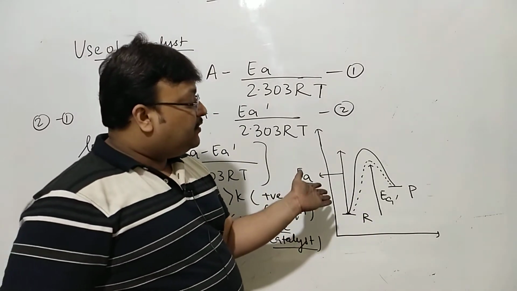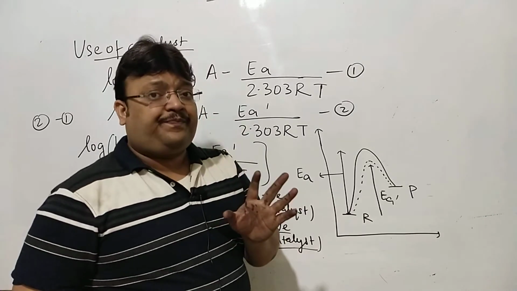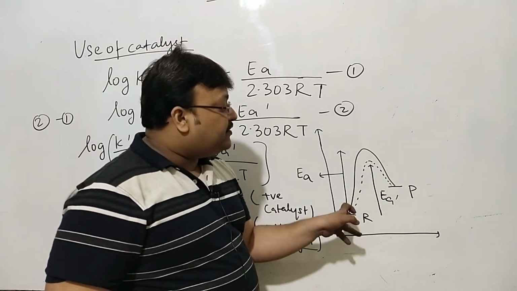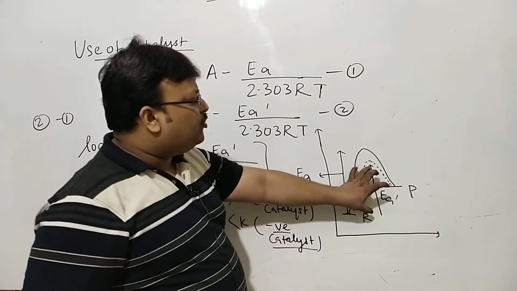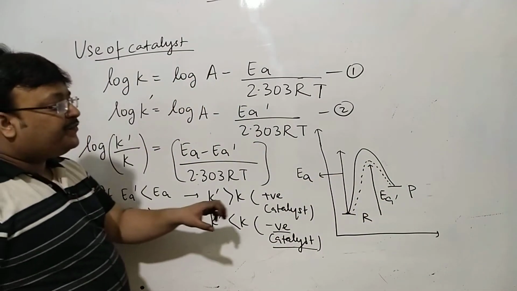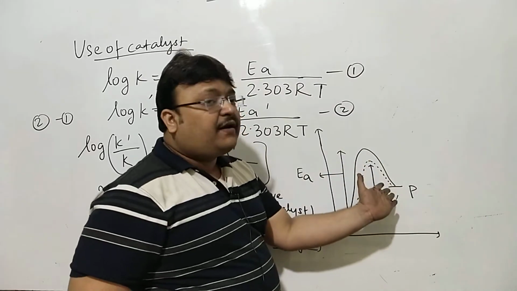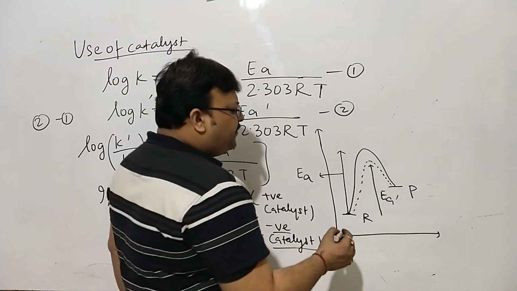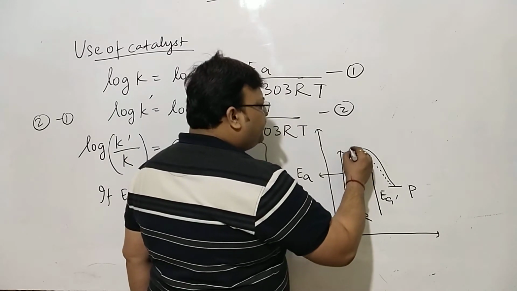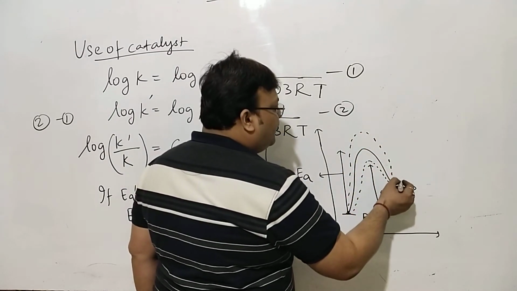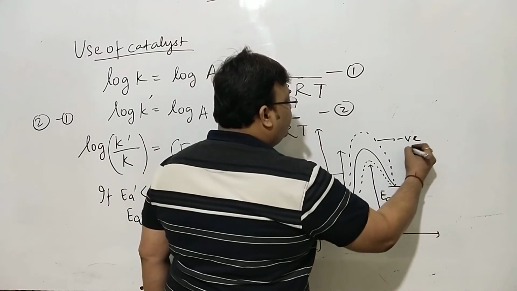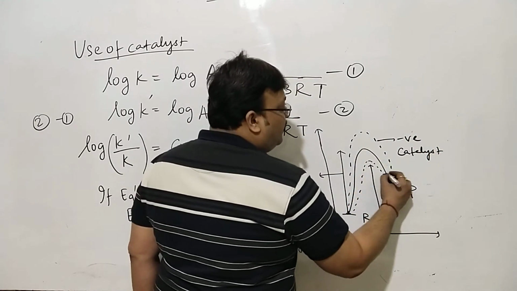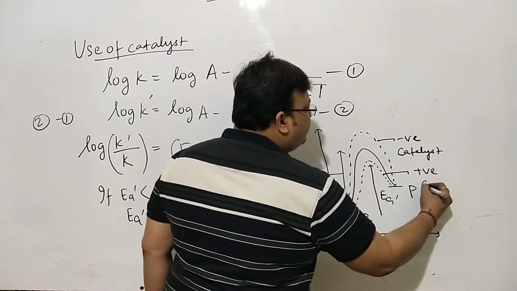A positive catalyst, first of all, takes part in the reaction. It is regenerated. A positive catalyst changes the mechanism, changes the activation energy. If it is lowered, if EA prime is less than EA, more molecules can cross the energy barrier now and the rate increases. And there could be a case where this EA prime is more than EA. Now this is for a negative catalyst, it will make the job more difficult. This is for a positive catalyst.